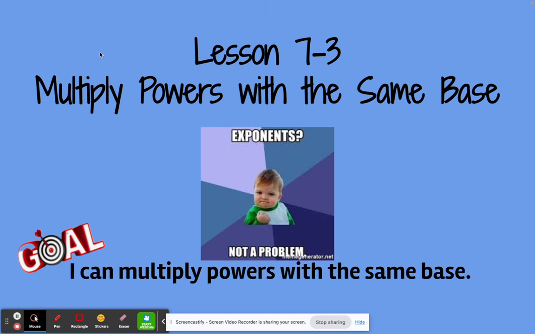Hi, today we're going to multiply powers that have the same base. So let's take a look at this.